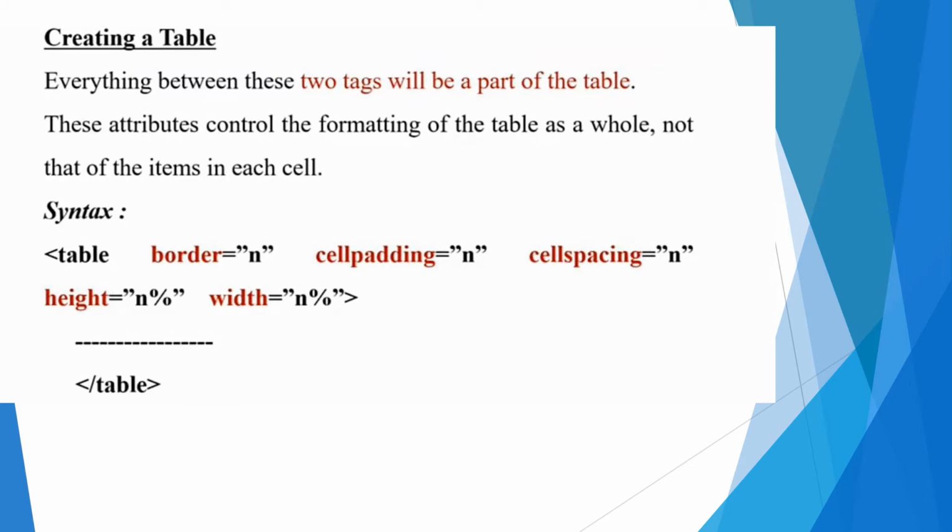Next, how to create a table. Creating a table. Everything we write in the table tag will create the table. Everything between these two tags will be part of the table. These attributes control the formatting of the table as a whole, not that of the item in each cell. Here, the table attributes are border, cell padding, cell spacing, and height.